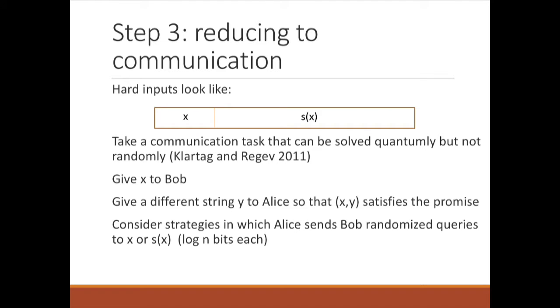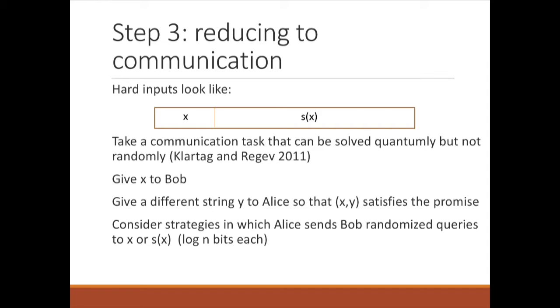And now we consider Alice strategies that look like this, classical strategies that look like this. Alice knows Y. She wants to find out the joint function of X and Y. She asks questions either about X or about S of X. She basically queries this string by asking Bob questions. She does this, and she tries, using a classical algorithm, to solve the communication task that we said she cannot solve, because we picked the communication task to be hard to solve classically. Okay? So this is the situation.